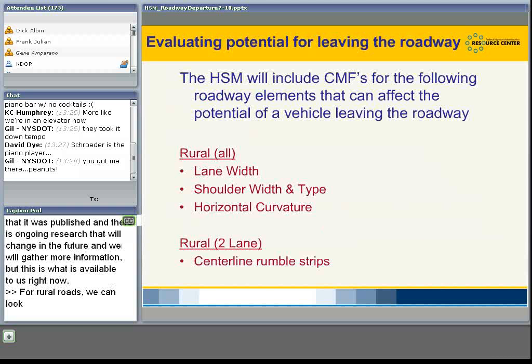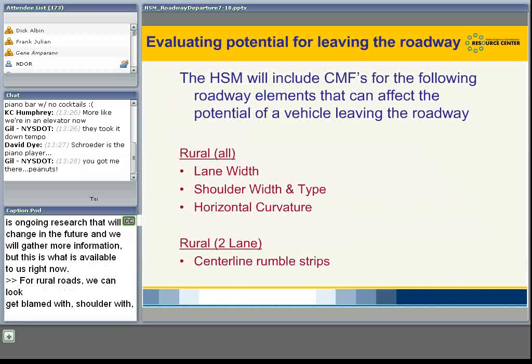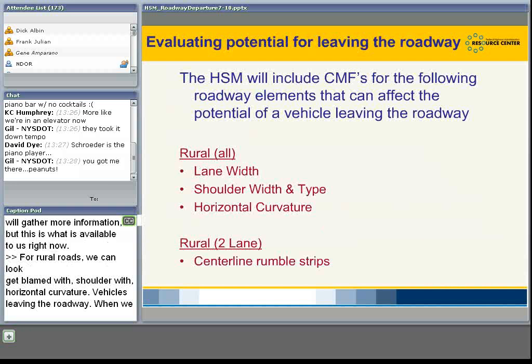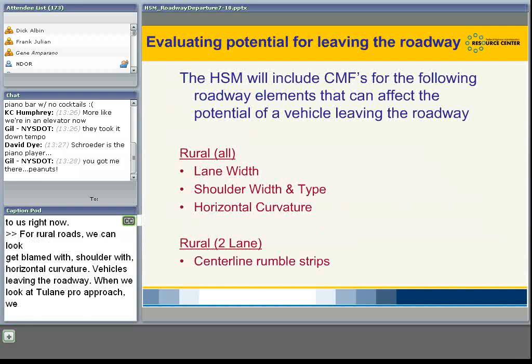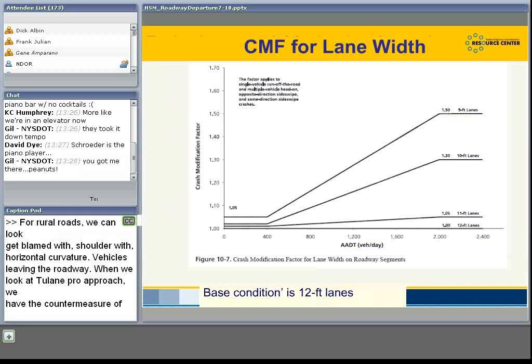For rural roads, all rural roads, we can look at lane width, shoulder width, and horizontal curvature as some of the factors that affect vehicles leaving the roadway. When we look at two-lane rural roads, we also have a countermeasure of center lane rumble strips that there is a CMF available for, and I'll be going over each of these.